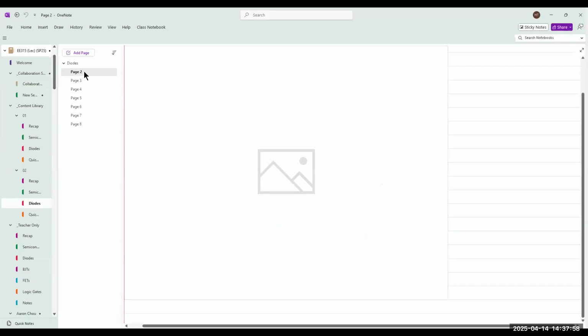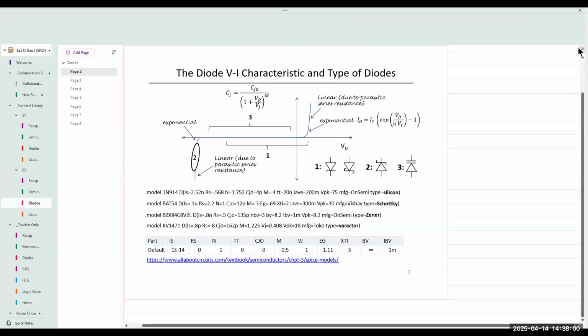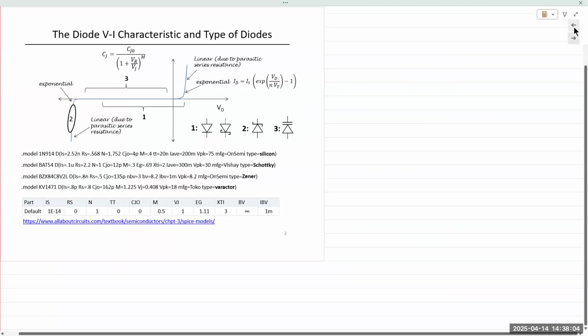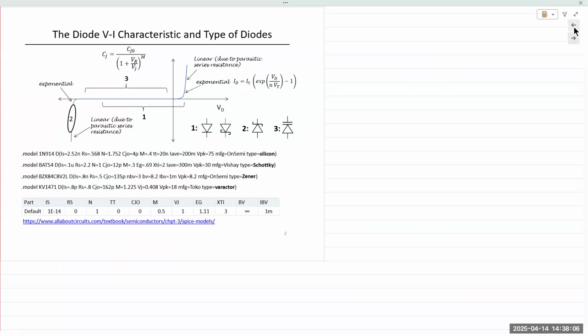This one here shows you the diode VI characteristic and the different types of diodes that we'll encounter. In the diode VI characteristic, this region in the first quadrant is known as the forward bias. This here in the third quadrant is known as the reverse bias.